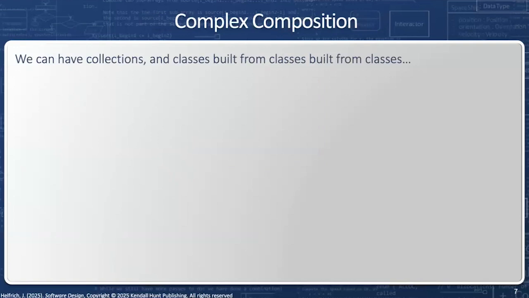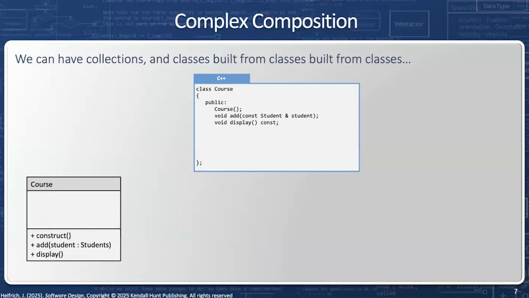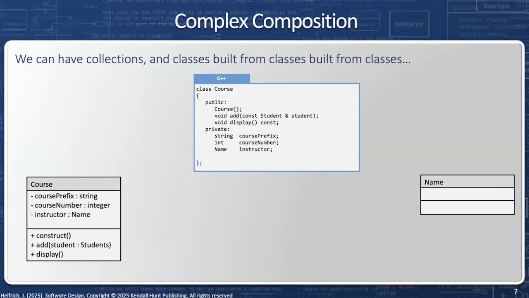One more example to be even more complex still. I'm going to have a course, once again, just like before, and it's going to have my add student as well as my display, just like before. I'm going to have my course prefix and my course number as my built-in data types, just like before. I'll also have my name of my instructor, which means I'm going to have my name class related to course by composition, and numerosity is 1. This is exactly the same as my previous example.